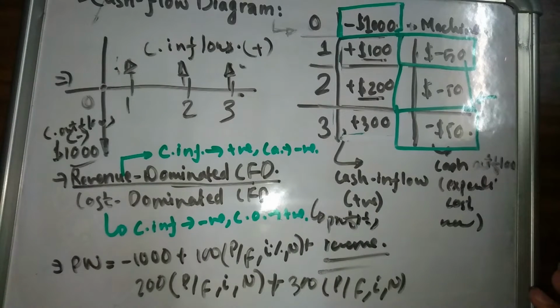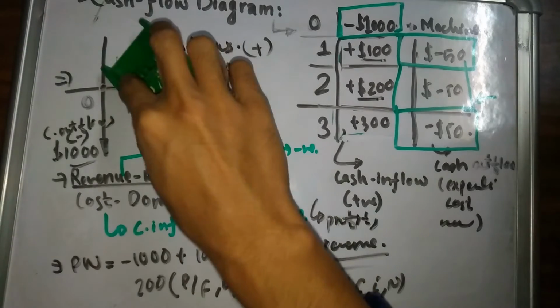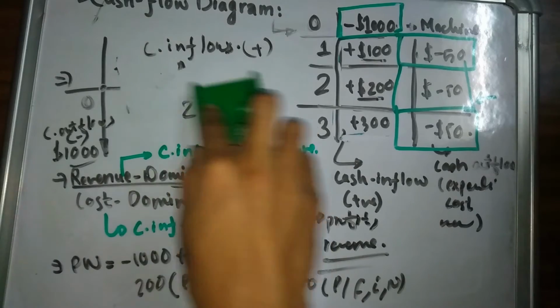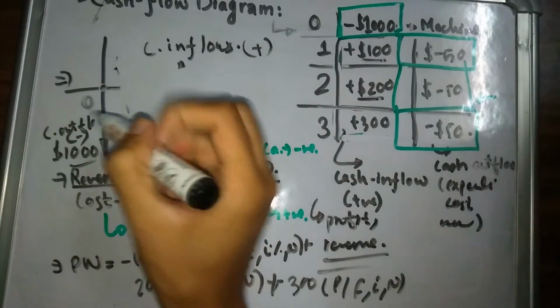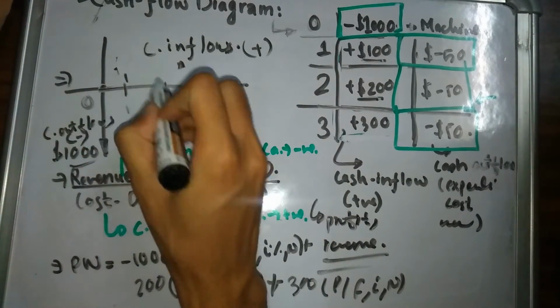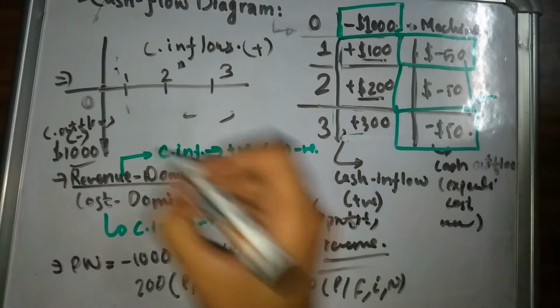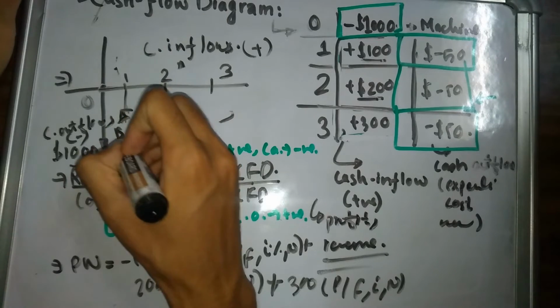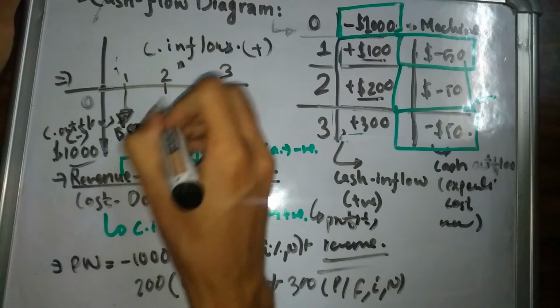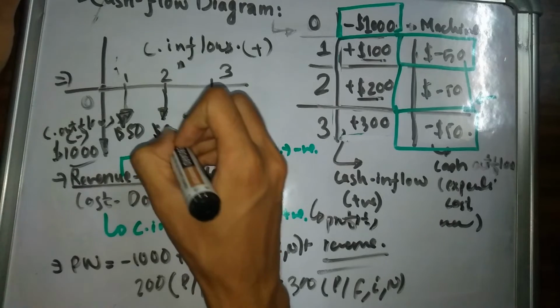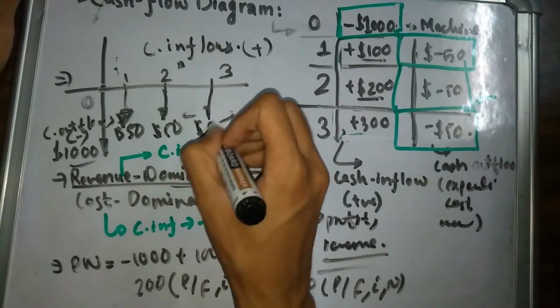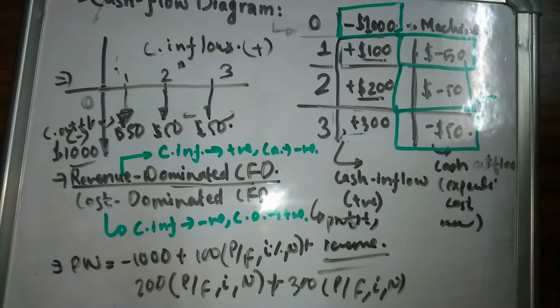But in case of the cost dominated cash flow diagram, let me draw this now. In this diagram we will be focusing more on our cash outflows. As you can see here, in year one we are spending $50 for our maintenance. Similarly in year 2 we are spending $50. Similarly in year 3 we are spending $50 for the maintenance of our device. As you can see here, we just have all the cash outflows. We might have a certain cash inflow as well.